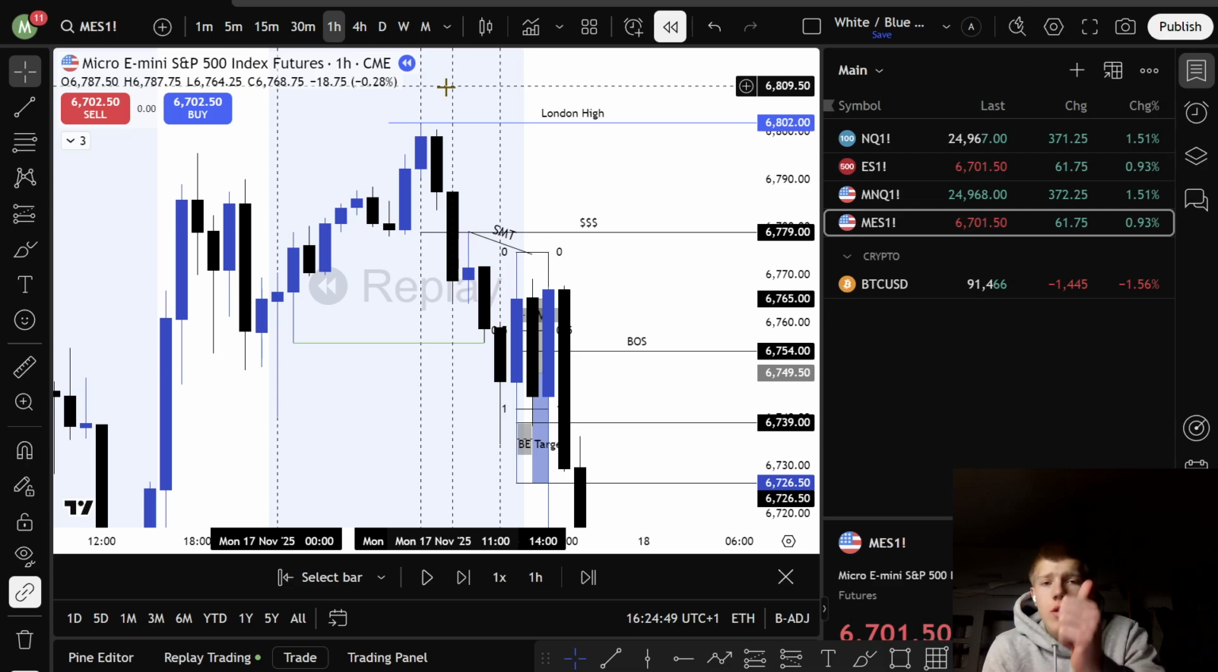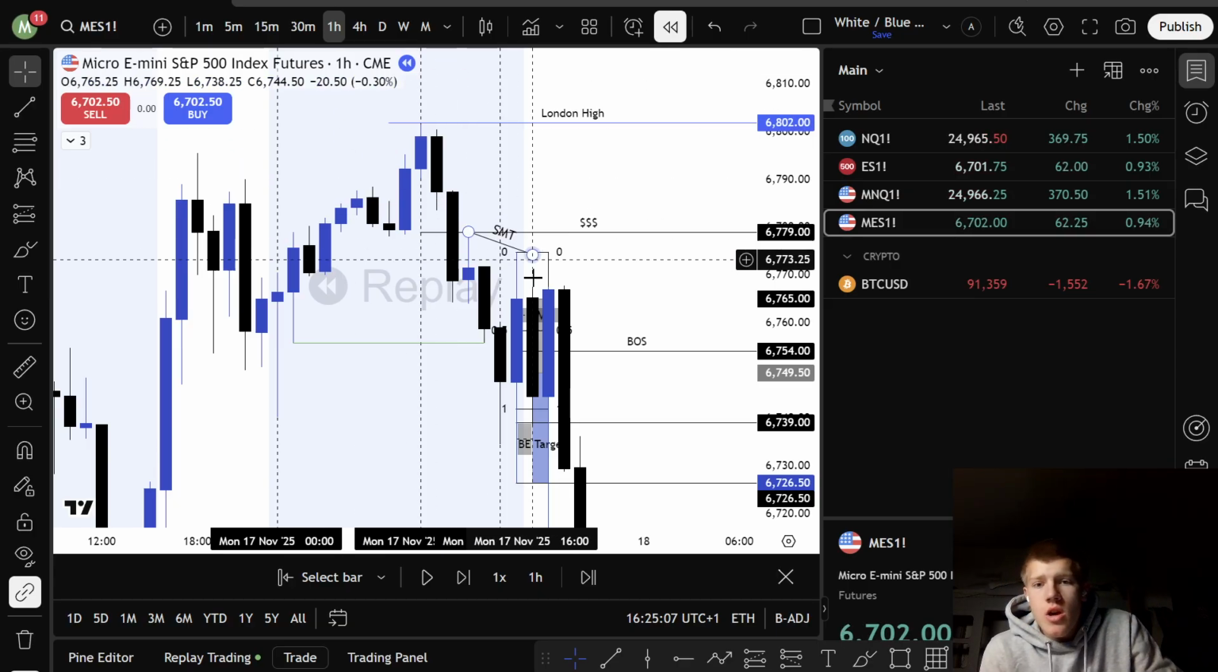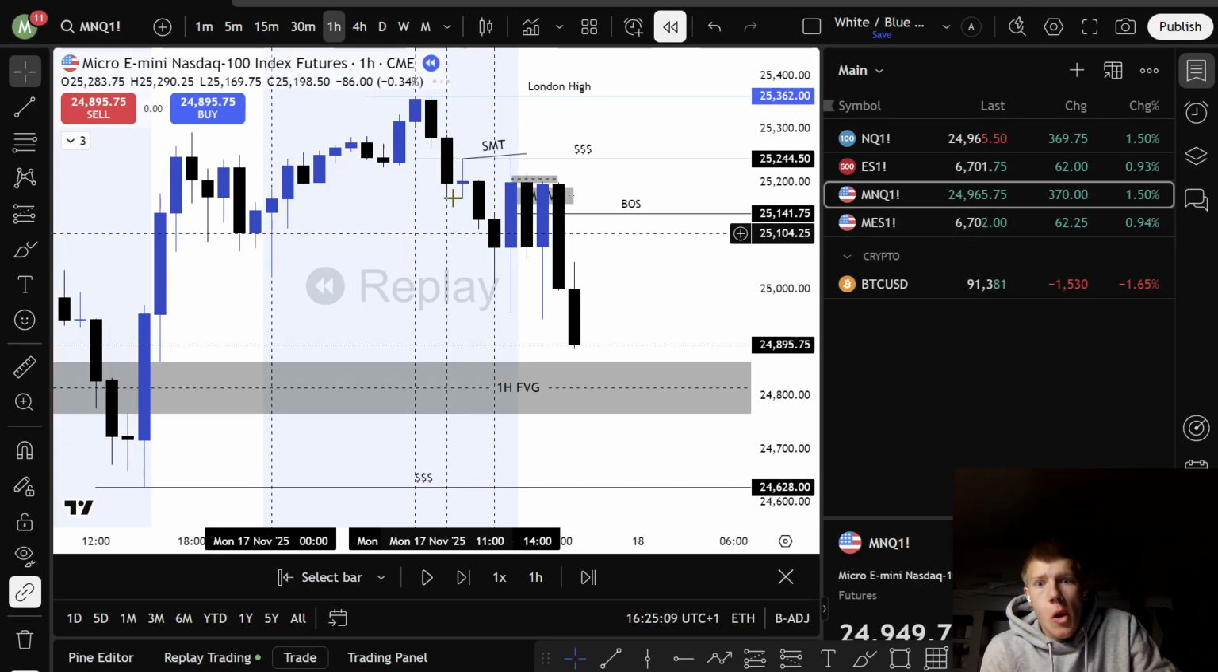I trade a liquidity sweep, then a 5-minute SMT divergence, breaker structure, inverse fair value gap, or 79% extension. Then I trade a continuation of a fair value gap, order block, breaker block, or equilibrium. And then I trade a 1-minute confirmation of a 1-minute breaker structure, inverse fair value gap, or SMT. So we swept the liquidity, this hourly high.